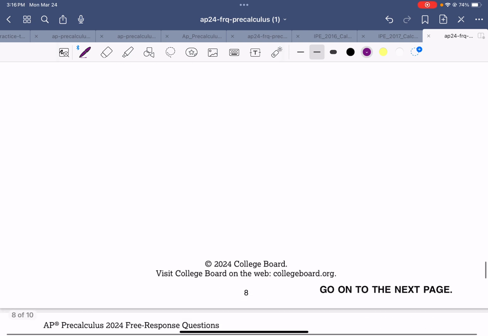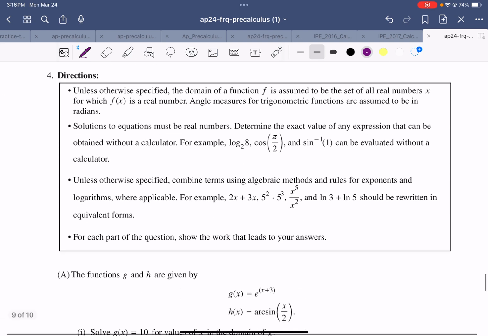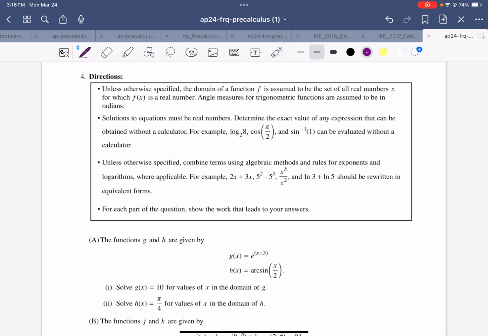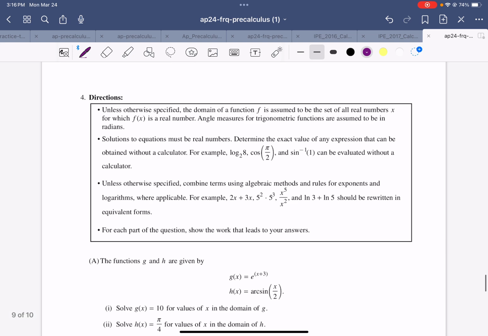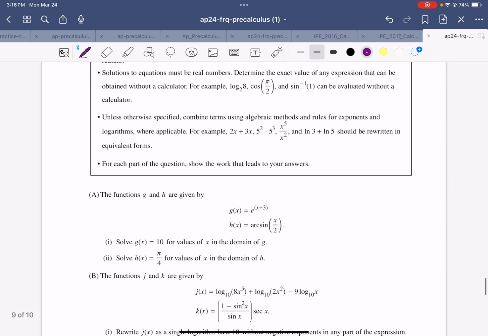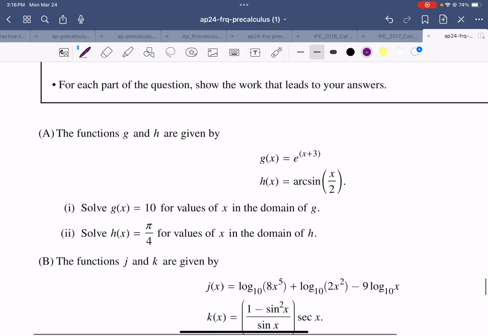That'll be enough to explain. Okay, let's move on to the next one. So that's the last question in this free response 2024. Okay, so in the beginning, those are the directions on how to look at the problems. Here, let's look at A.